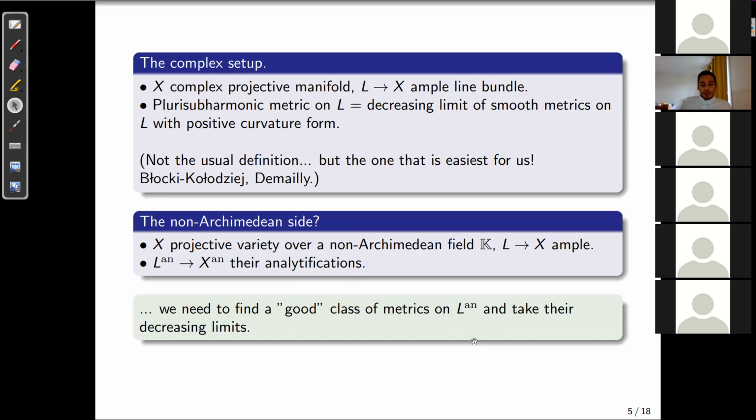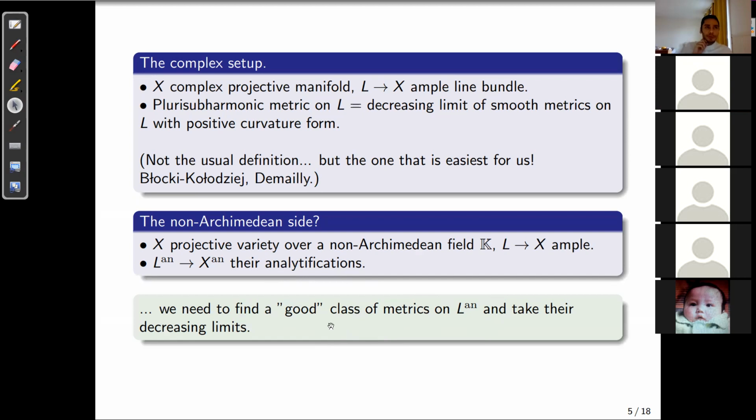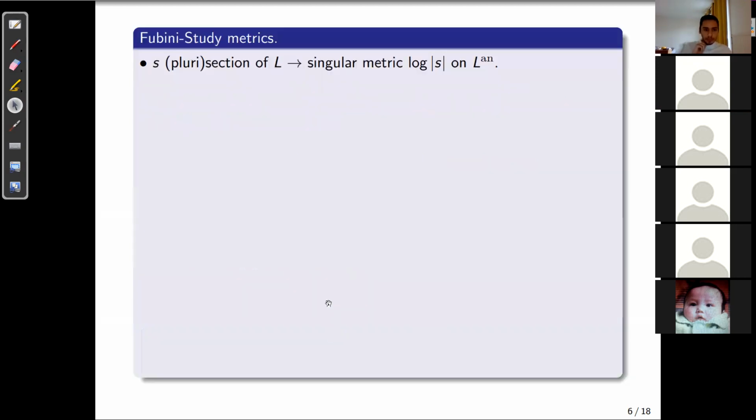And we're going to take their decreasing limits, and we're going to define this to be a plurisubharmonic metric, but non-Archimedean. So we start by saying this thing. If you take S a section of L or of some power of L, it gives a singular metric log of |S| on the analytification of L.